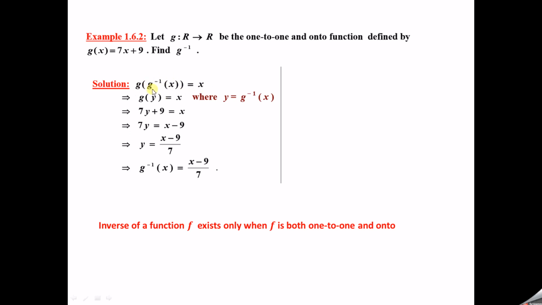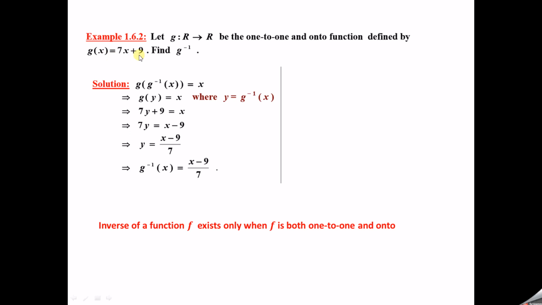Now, as we don't know g inverse x, let us put g inverse x equal to y. Then g of y equals x. From the definition g(x) equal to 7x plus 9, g of y will be 7y plus 9. So 7y plus 9 equals x. If we simplify this, 7y equals x minus 9. From that, you get y equal to (x minus 9) over 7. This y is nothing but g inverse x. Therefore, g inverse x is equal to (x minus 9) over 7. So this is how you find the inverse of the function g(x).